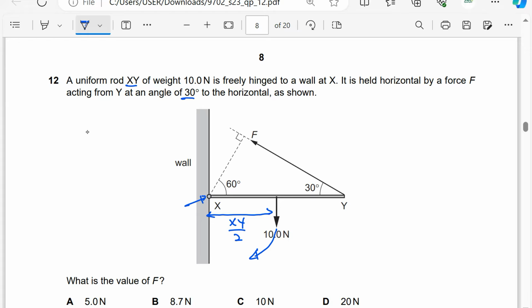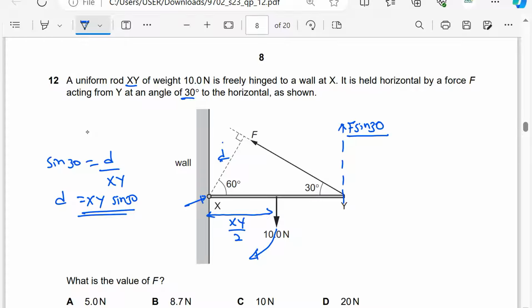To find the perpendicular distance of F, I may not use this. If you want, you can use this distance here. But the easiest way would have been to resolve F vertically upwards, so that it is F sine 30, so that the perpendicular distance of F sine 30 is XY. Alternatively, you can say sine of 30 is equal to the opposite, which is d, over the hypotenuse, which is XY. So d is equal to XY sine of 30. This will be the perpendicular distance. But when I use F sine 30, the perpendicular distance is XY.